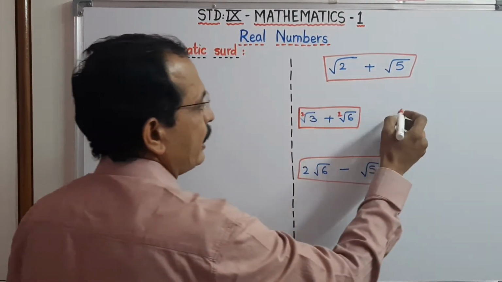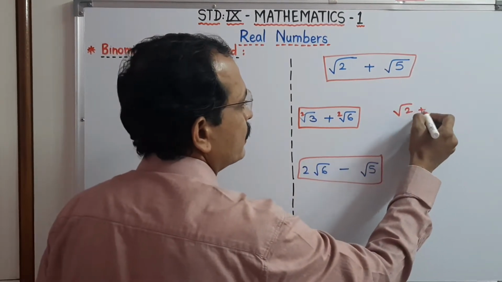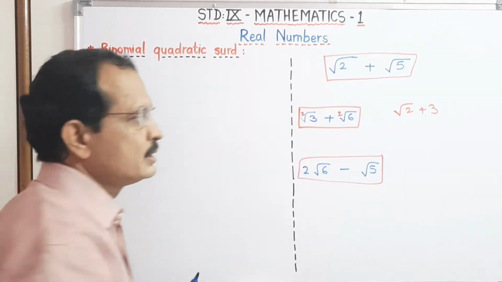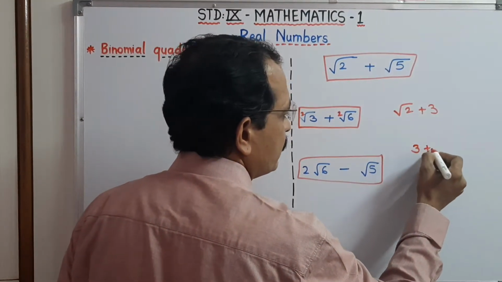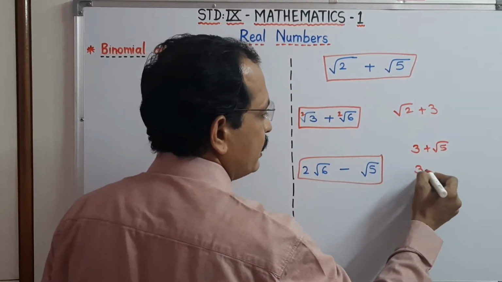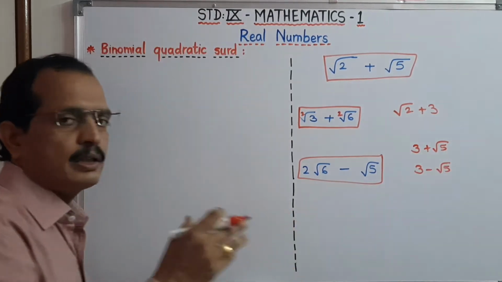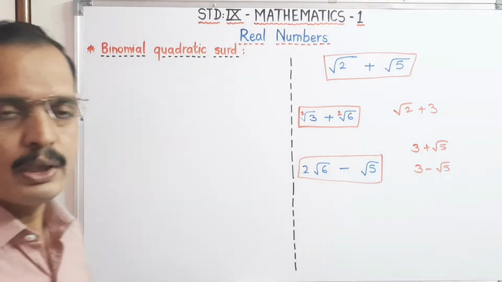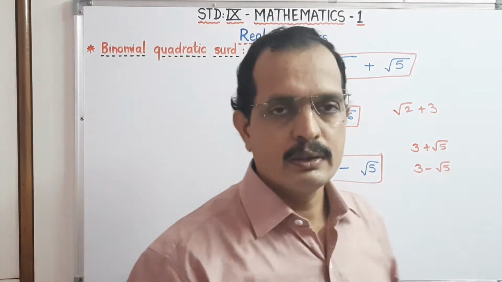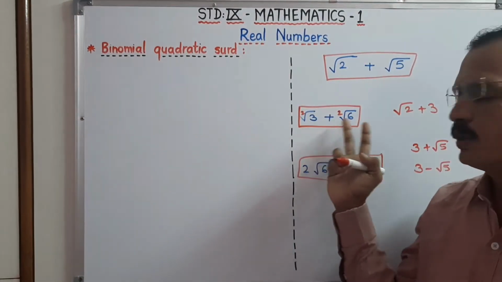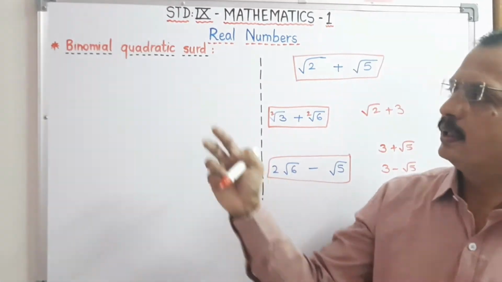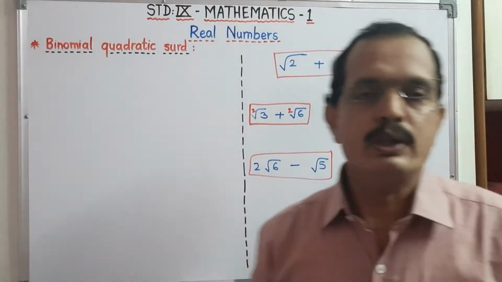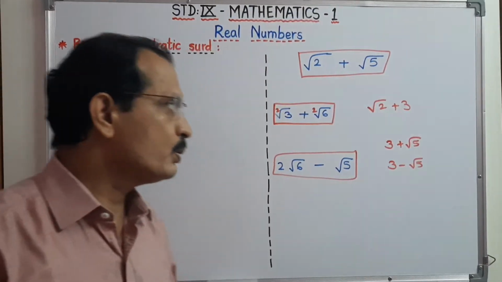Here also I write suppose root 2 plus 3, this is also a binomial quadratic surd, or I write here 3 plus root 5, or 3 minus root 5. These are the examples of binomial quadratic surds. Now everyone came to know that the surds joined with plus or minus sign are called binomial quadratic surds. Now dear student, see, we have to see here.